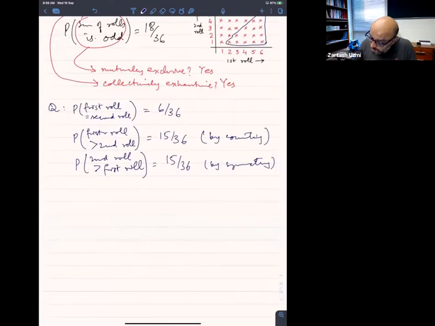So are these three events mutually exclusive? Yes or no? Answers in the chat window. They are mutually exclusive. Why? Because या बराबर होंगे, या पहला बड़ा होगा, या दूसरा बड़ा होगा. It is not possible for all three of them, or any or two of them, to occur simultaneously. Are they collectively exhaustive?